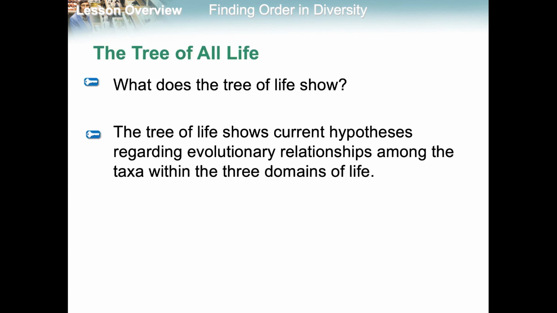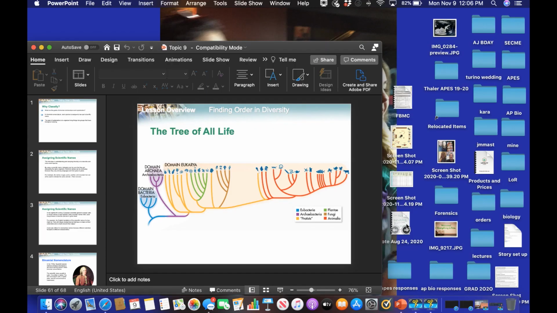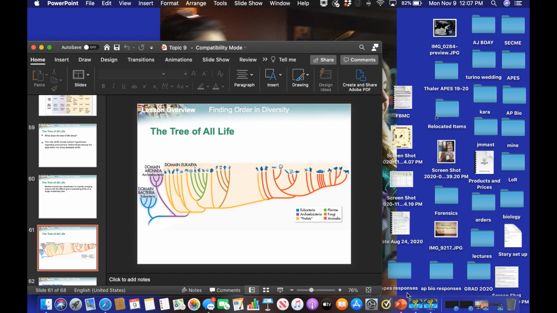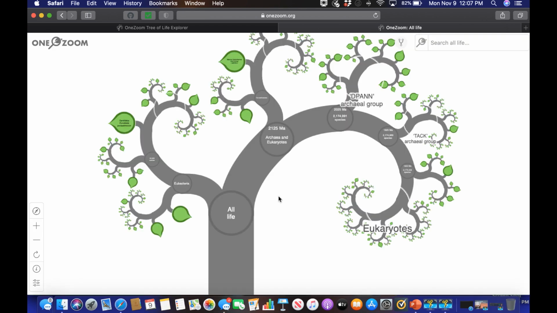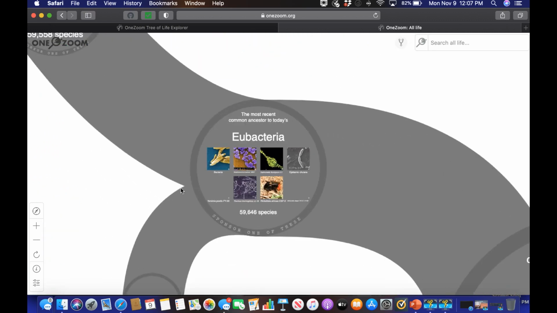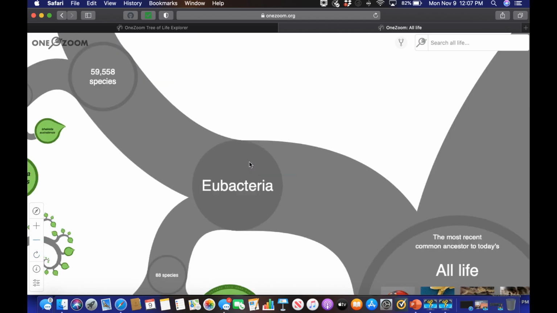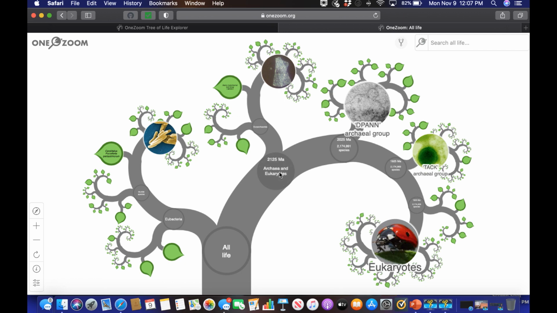So the tree of life, what does it show? I can actually show you a better tree of life than this one. So one second. This is a website called One Zoom Tree of Life Explorer. And you can see eukaryotes, you can see the archaea. So this is all life, the eubacteria, and we can just click into it. If I click here for eubacteria, you can see the different types right here and how many species there are. Now if I back out, we're going to look at archaea and eukaryotes.